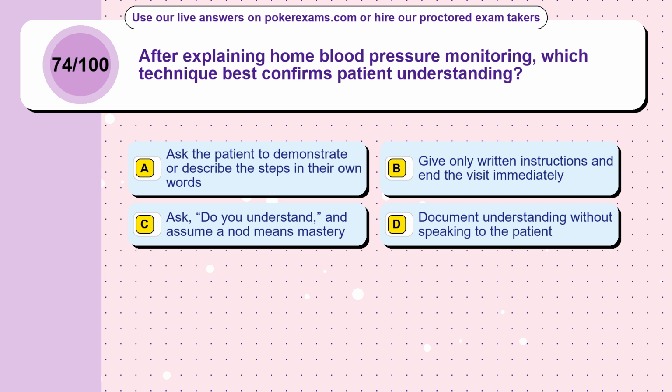Question 74. After explaining home blood pressure monitoring, which technique best confirms patient understanding? Option A. Ask the patient to demonstrate or describe the steps in their own words. Option B. Give only written instructions and end the visit immediately. Option C. Ask, "Do you understand?" and assume a nod means mastery. Option D. Document understanding without speaking to the patient.